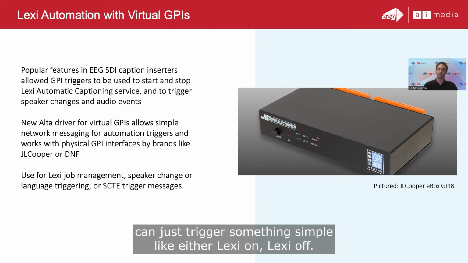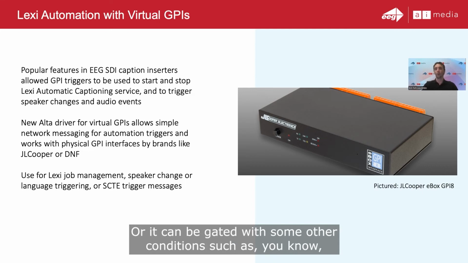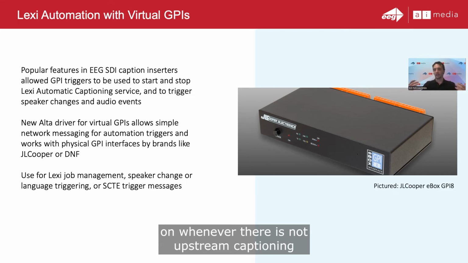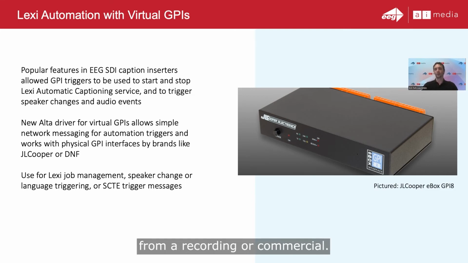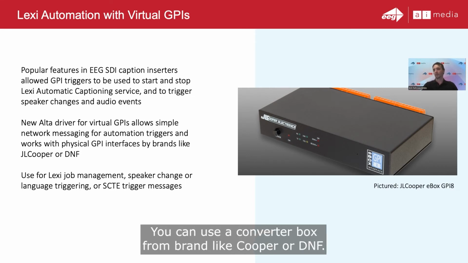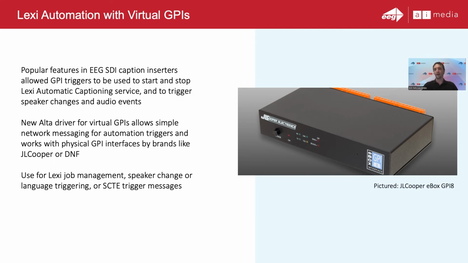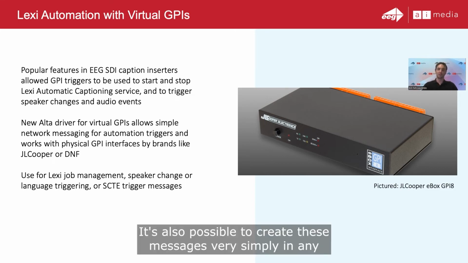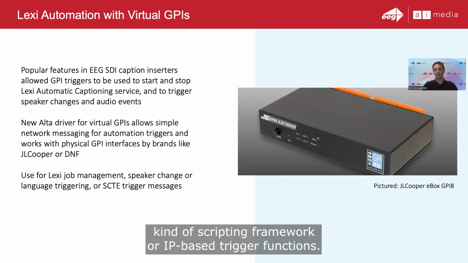and the virtual GPI can just trigger something simple like either Lexi on, Lexi off, or it can be gated with some other conditions, such as on whenever there's not upstream captioning from a recording or a commercial. So that is a really good way to connect Alta to more traditional broadcast automation systems that still use a GPI-based approach. You can use a converter box from a brand like Cooper or DNF. It's also possible to create these messages very simply in any kind of scripting framework or IP-based trigger functions.